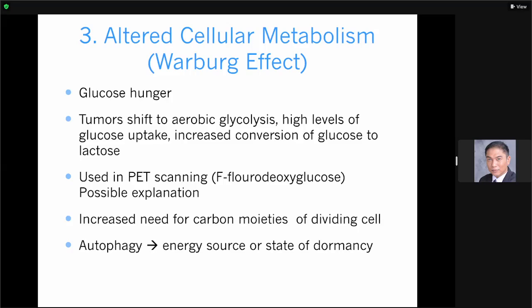Hanap nila by dividing cells. So not much with the energy, pero yung magagamit nilang mga macromolecules para palakihin yung cell or mag-proliferate ang cell. Yun ang priority nila. Now, in the state of dormancy, another source of energy for these cancer cells, aside from yung napuprovide from the blood, ay yung autophagy. Yung sarili ng parts, yung ginagamit to produce energy.